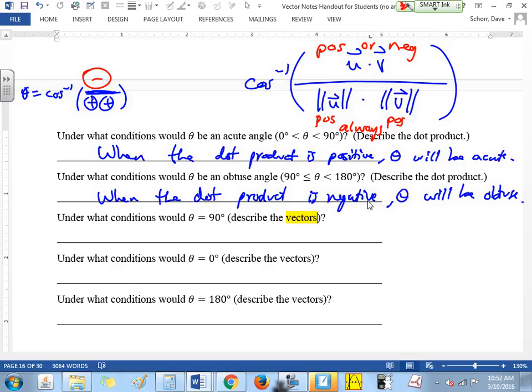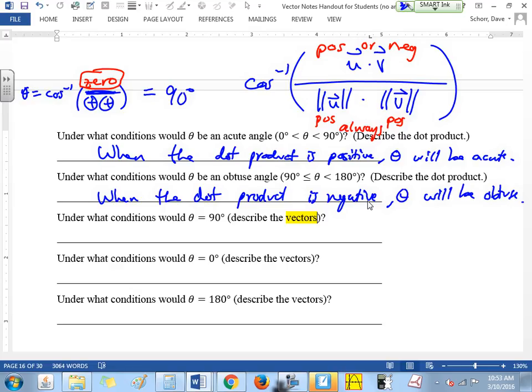Under what conditions would theta be not in quadrant 1, not in quadrant 2, but right smack between them, 90 degrees? This would not be positive. It would not be negative. It would be what? 0. This is case number 3. If it's neither positive nor negative, then naturally it's 0. If it's 0, then it's not quadrant 1 or quadrant 2. It's right between them. Theta would be 90.